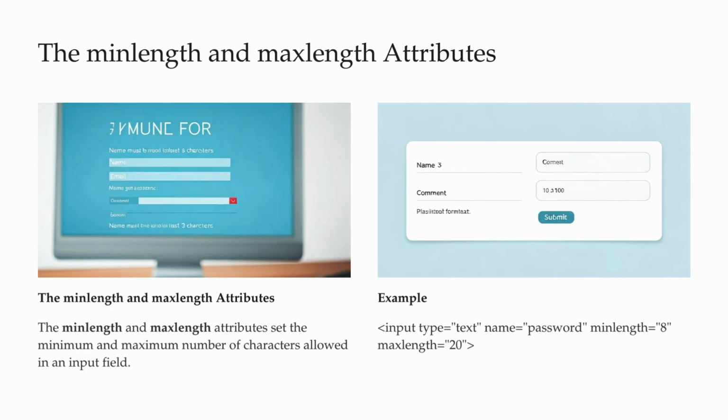The minlength and maxlength attributes set the minimum and maximum number of characters allowed in an input field. Example: input type equals text, name equals password, minlength equals 8, maxlength equals 20.